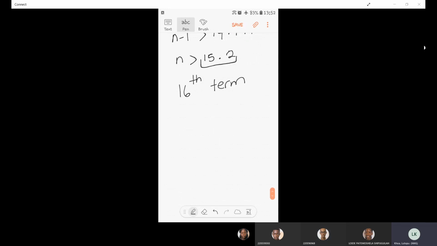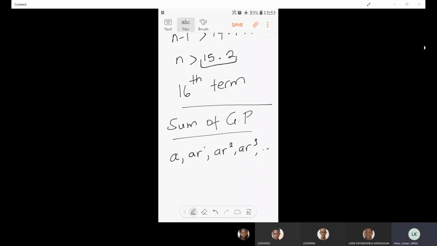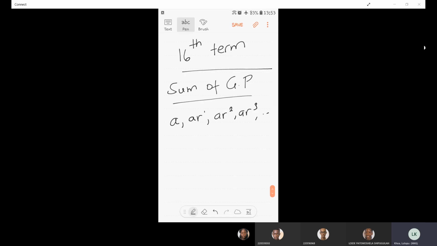So the next thing we look at is the sum of a GP. Okay, so we know that a GP is in this form. We have a, ar, ar squared, ar cubed, and it continues in that way. So a geometric series, remember a series is just a sequence where you add all the terms together. So instead of having a comma between the terms, you just have a plus. So this is a series.